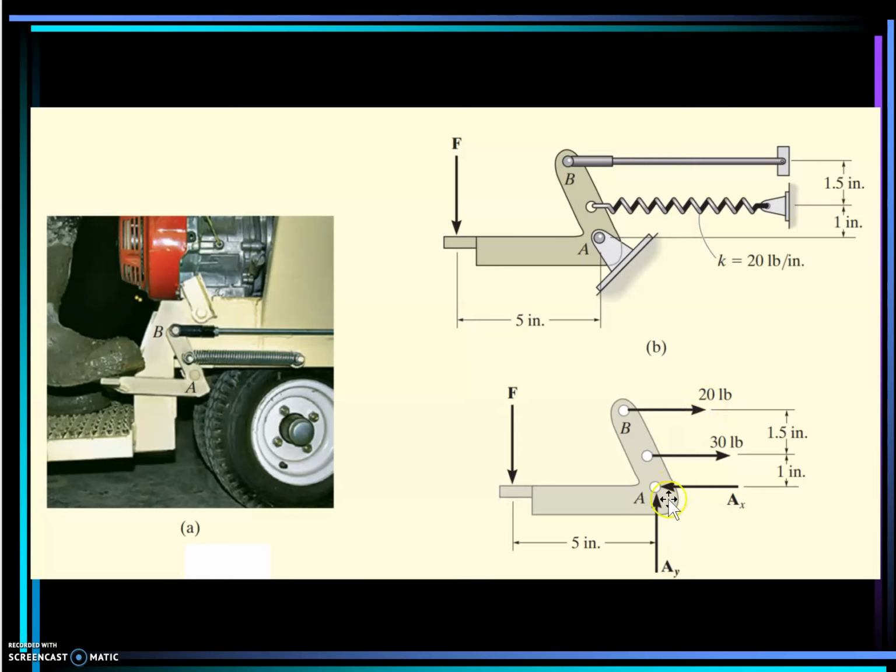Don't forget that you have a sort of a hinge or a pin right here that has AX and AY, and you would like to get the force here. So please practice knowing the free body diagram and how I can find the force F. Hint: take the moment about A, find the force F.